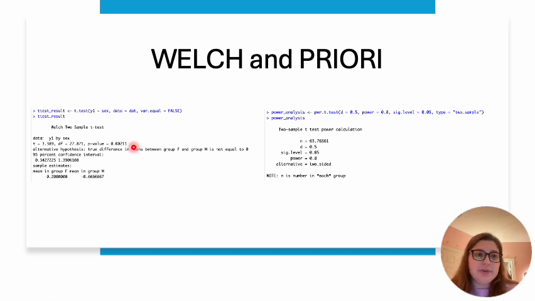Also, we can see here the confidence interval of 0.342 and 1.390. And because it does not include 0, it adds more evidence that the means are significantly different.